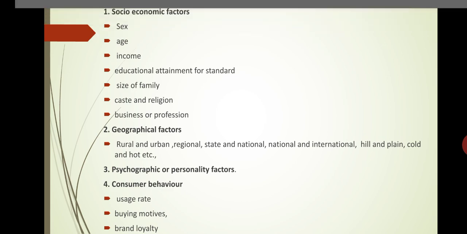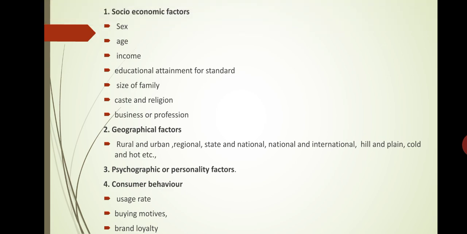Next, second one, geographical factors. The second most important popular criterion for segmenting the market of a product is the geographical factors of the product. I already told in the last point. On the basis of geographical factors, a market can be segmented as rural and urban, regional, state and national, national and international, hill and plain place, hot and cold place, right.